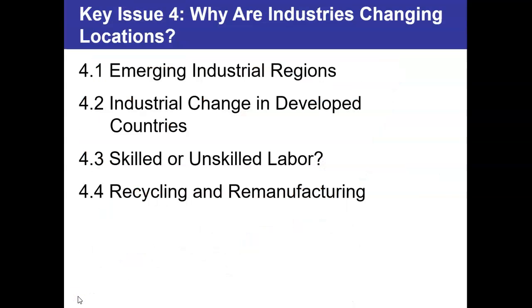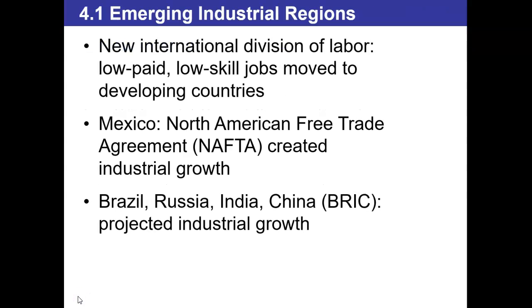Lastly, key issue 4 of chapter 11 is going to look over why industries are changing locations. First, looking at 4.1, we're going to see where industries are emerging. We'll also see in 4.2 industrial change in developed countries, in 4.3 skilled or unskilled labor, and 4.4 recycling and remanufacturing.